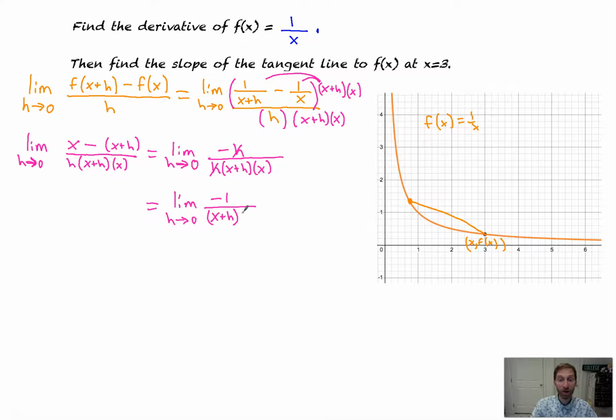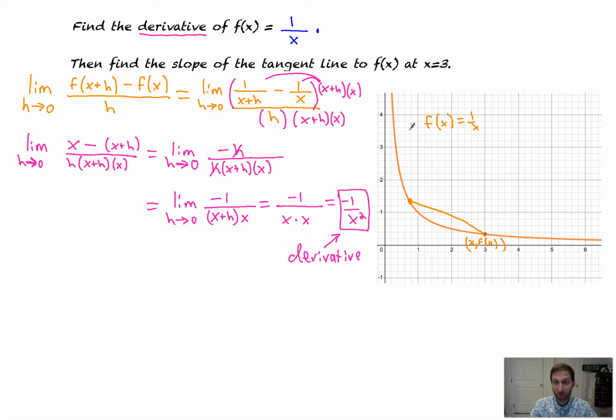And this is going somewhere fast, because now we can plug in our 0. When we plug in 0 here, we're going to get negative 1 over x times x. Plugged in 0 for h, x plus 0 is x. And that's negative 1 over x squared. So what is that? What is that thing? It's not a number. It's the derivative. That's what that is. So that is your derivative. It's what I like to call the slope generator.